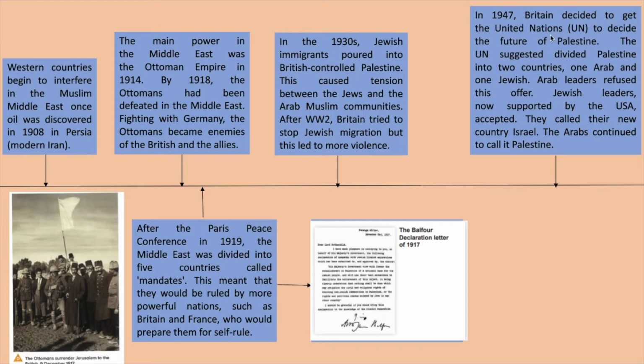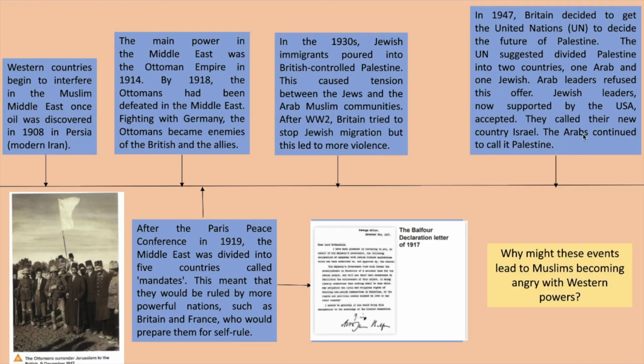Now, the USA supported the Jews because they had a lot of Jews living in America. Israel was a democracy, and they liked that because it was similar to them, and Arab states were actually quite friendly with America's great enemy, the Soviet Union. So when you've looked at the Cold War, there are some links there. So they didn't want to support them because they were friends with their enemy.